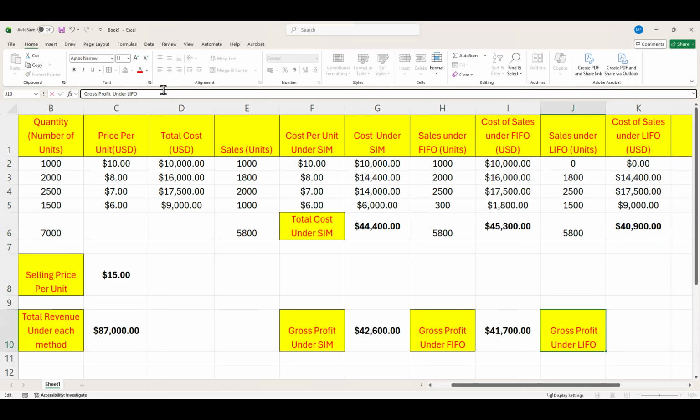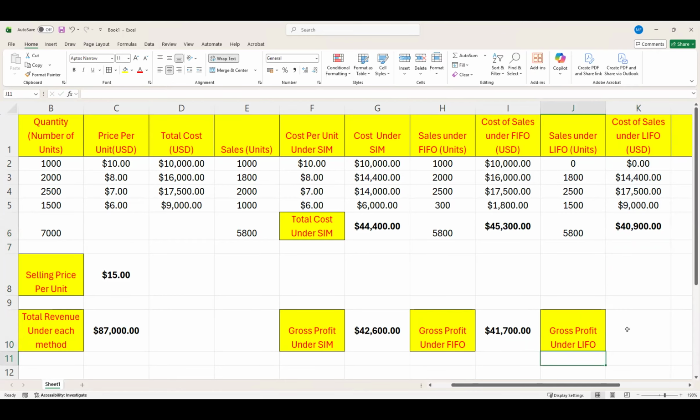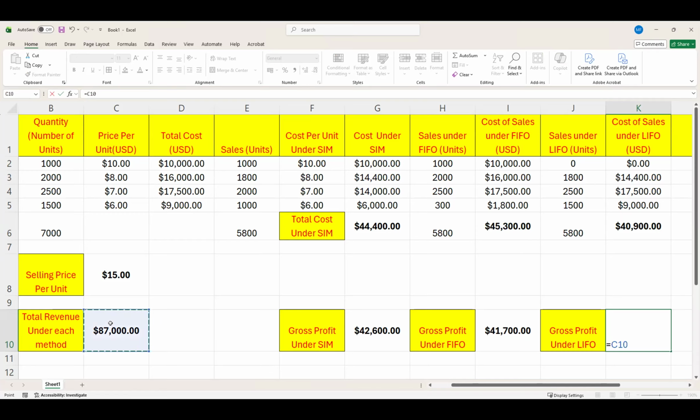Tell me which two cells I need to subtract. Okay, Karthik, you've done the subtraction directly, so just tell me which two cells you have subtracted. C10, perfect, minus this time K6. So I get 46,100, perfect.